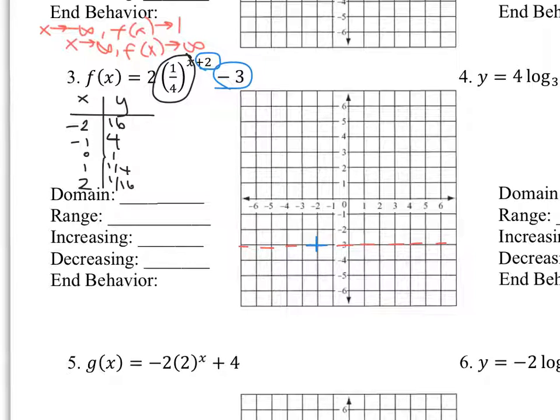So now I have to deal with this 2. This 2 is a vertical stretch, which means all of these y values are being multiplied by 2. So if you want to multiply all those y values by 2, you get 32, 8, 2. Multiply 1/4 by 2, I get 1/2, and then I get 1/8.